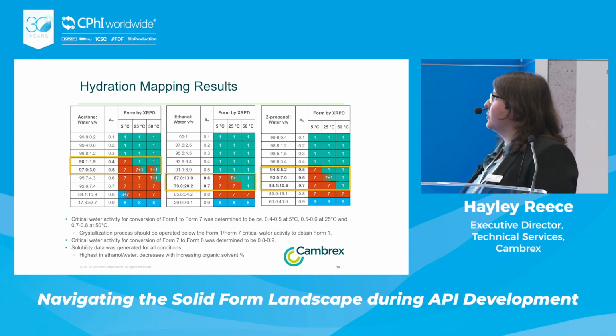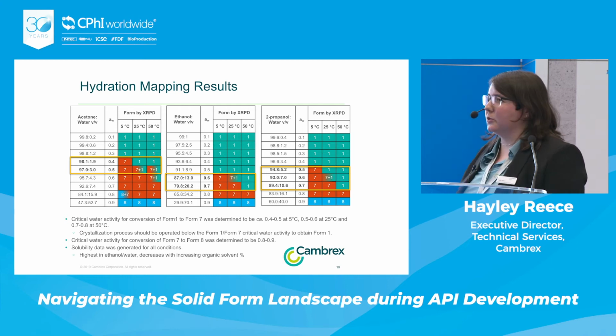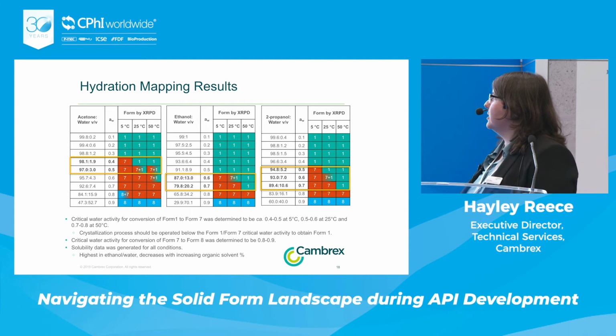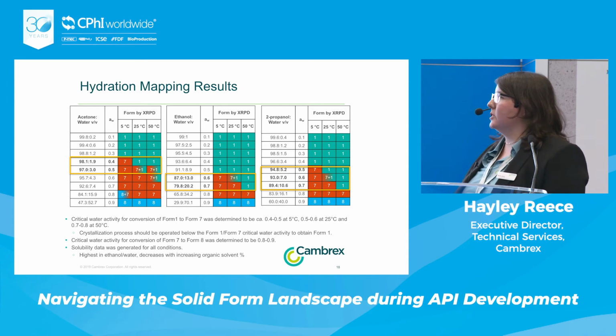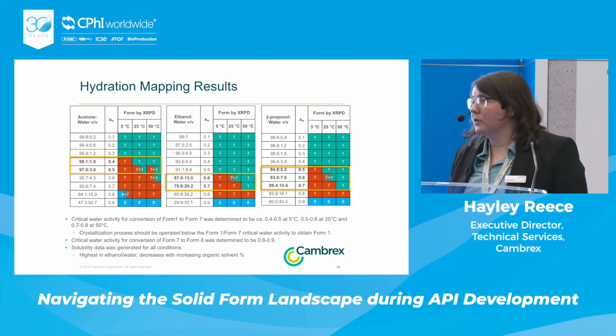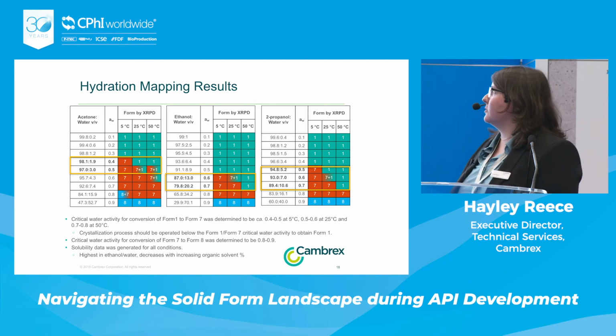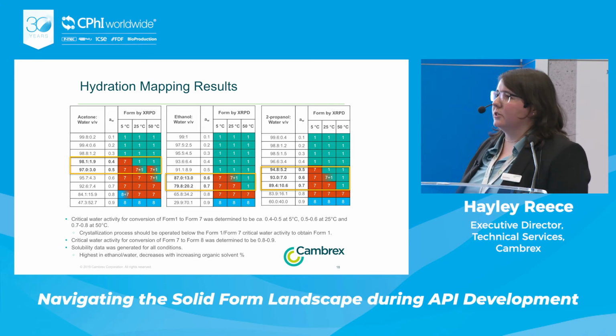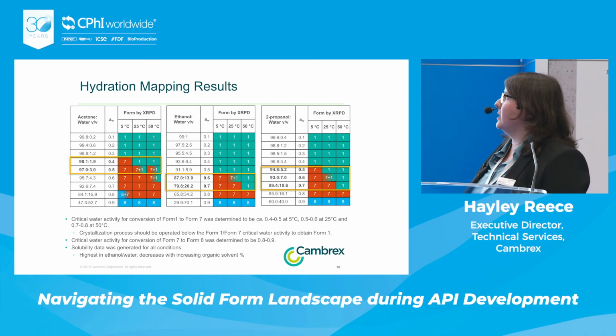In terms of the ambient temperature results, we see that the critical water activity is between 0.5 and 0.6, and then at 50 degrees, it's around 0.7. So the critical water activity will change as the temperature changes, and it's obviously also dependent on the percentage of water. But this data really allowed us to establish the operating ranges for obtaining Form 1 versus getting Form 7. And you can see that Form 8 is at the bottom there. Form 8 is obtained at very high water activity levels, but that was less of a concern for us.